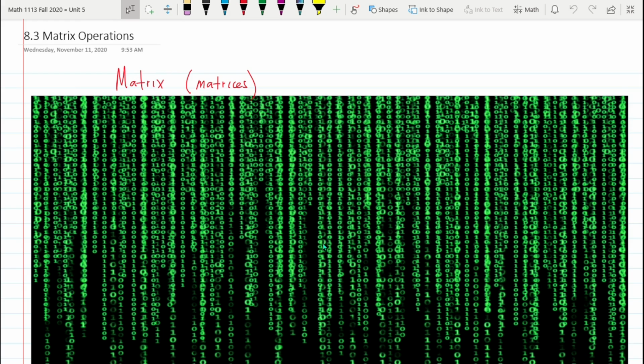If you've heard the word matrix before, it may be from the movie, which is why I have the background here, the little picture of the matrix. And if you have not watched any of the movies, then I encourage you to go watch them. They're very fun.